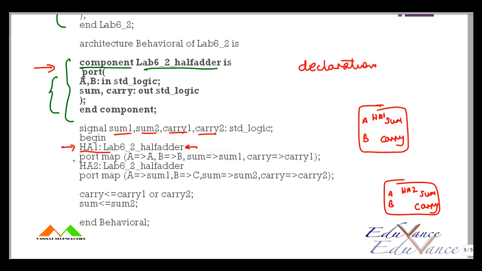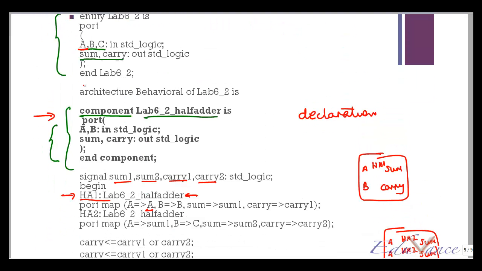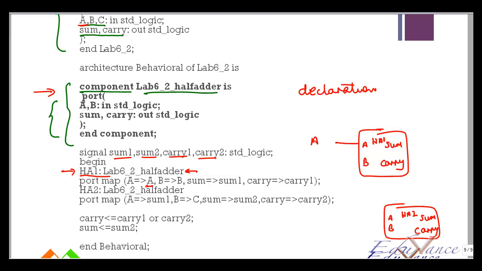Alright, and then we do the port mapping. So let's go step by step. The A of my half adder is mapped to the port A of my full adder. So this goes to A. Then the B of my half adder 1, let's use a different color just for clarity, is connected to the B of my full adder. So this would be B. The sum of my half adder 1 is given to a signal called sum1. And the carry is given to a signal called carry1.